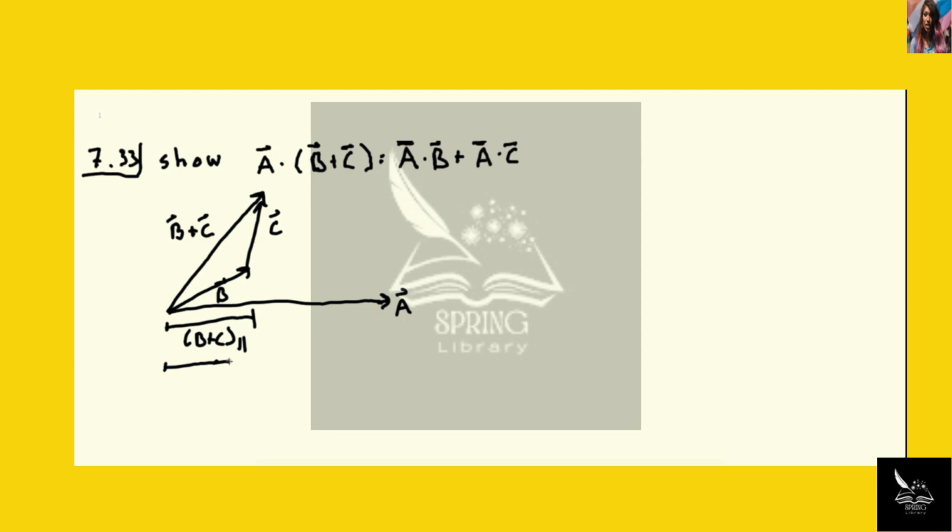But this is, of course, equal to the sum of the projection of B and C onto A. So this is the same as saying that the length of A times the component of B plus C that's parallel to it is the same as the magnitude of A times the component of B that's parallel to it plus the component of C that's parallel to it.